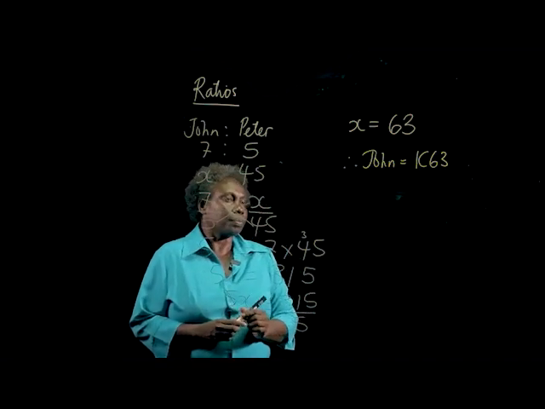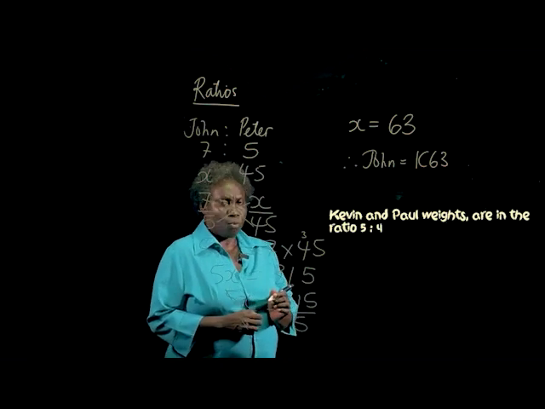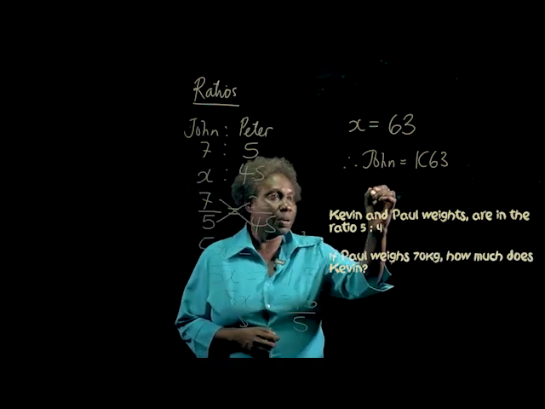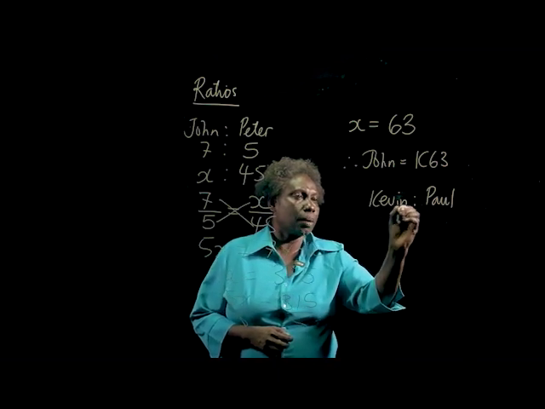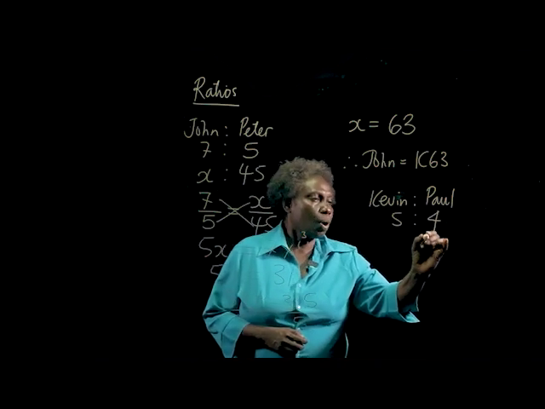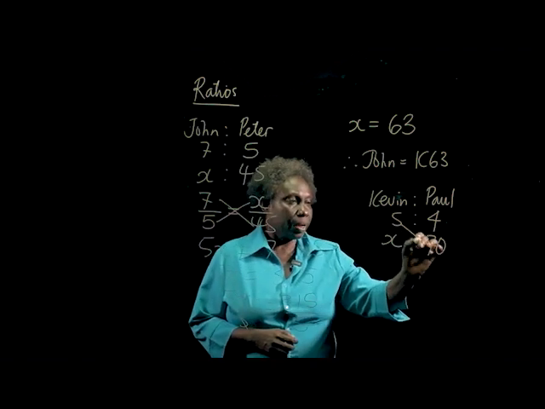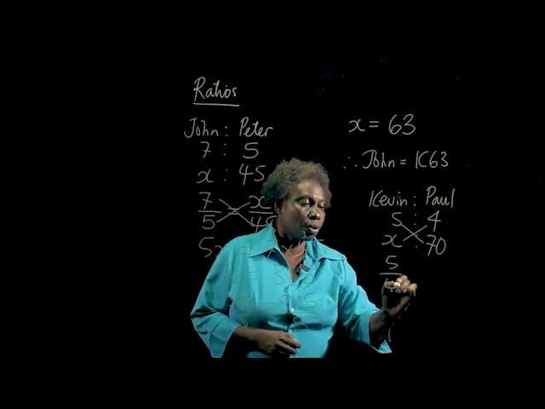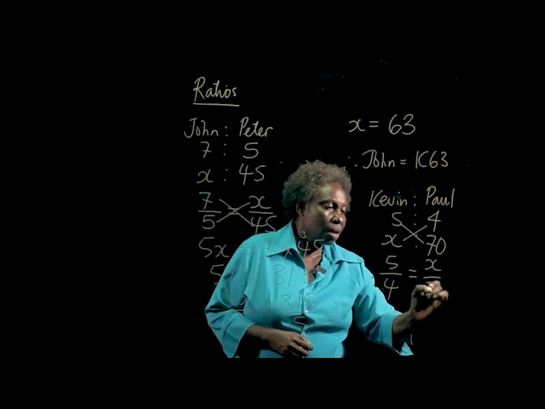Kevin and Paul's weights are in a ratio of 5:4. Paul weighs 70 kilograms. We want to find out how much Kevin weighs. We do not know how much Kevin weighs. Again, we cross multiply and express this as a fraction. 5:4 as a fraction is 5/4, which is equal to x over 70.